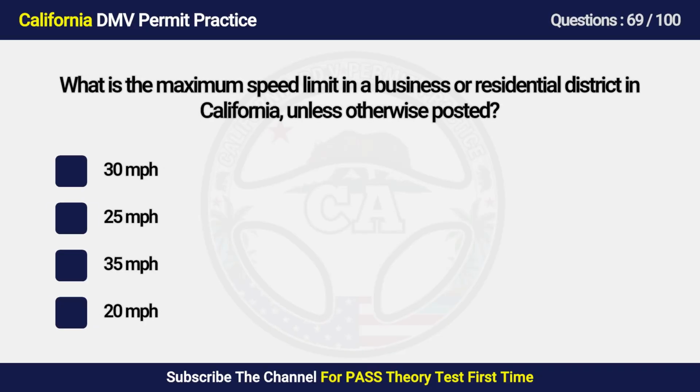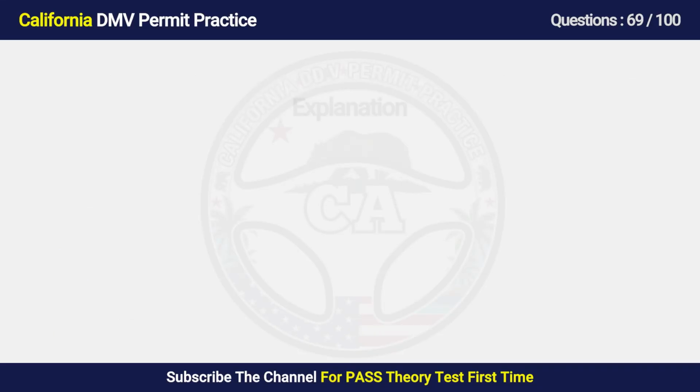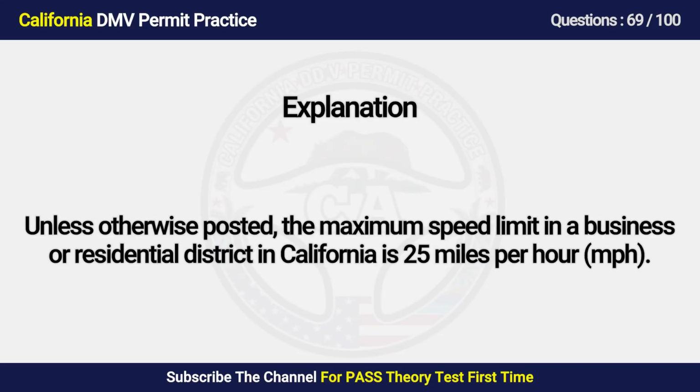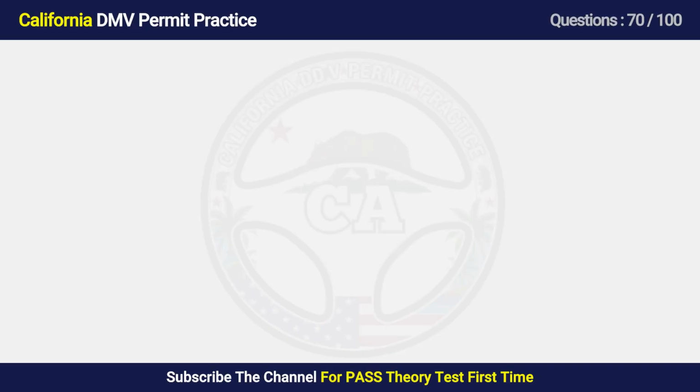Question 69. What is the maximum speed limit in a business or residential district in California unless otherwise posted? A. 30. B. 25. C. 35. D. 20. Answer is B. 25. Unless otherwise posted, the maximum speed limit in a business or residential district in California is 25 miles per hour.